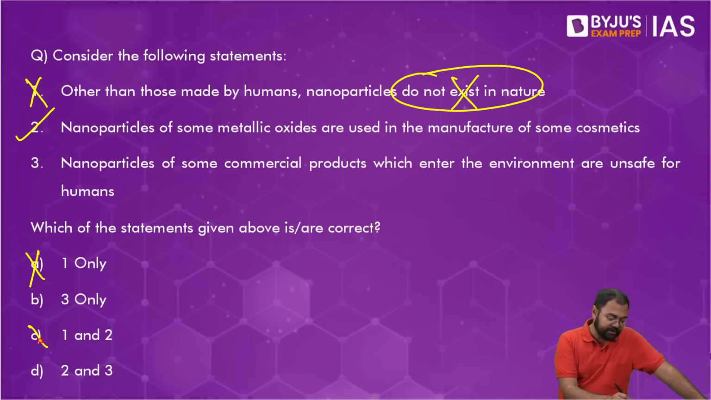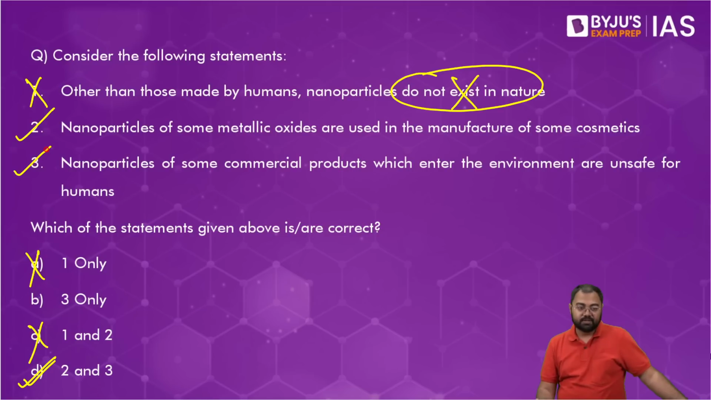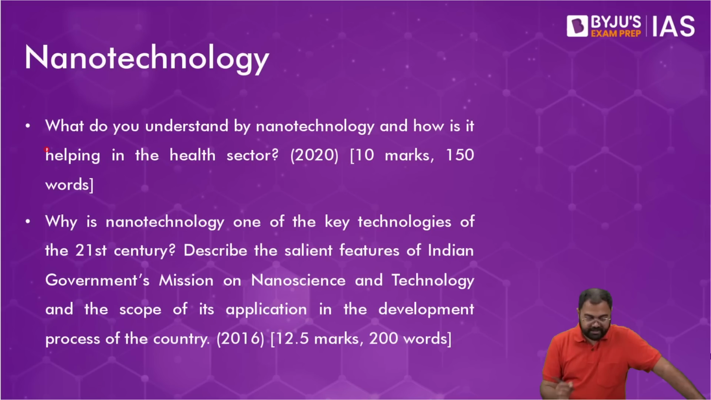A and C say 1, and D says 2 and 3. Nanoparticles of some commercial products which enter the environment are unsafe for humans. We discussed nano pollution, exactly the same concept. So this is what it is. This brings us to the end of this chapter. Let us discuss the questions of nanotechnology after the break.